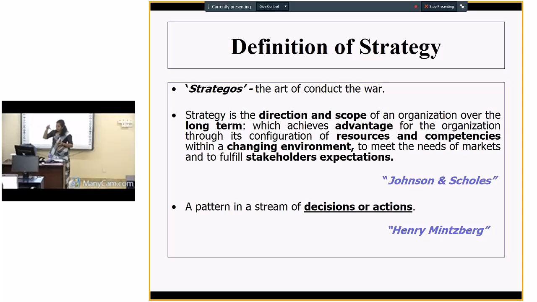Mainly, we give much priority to our long-term future. Therefore, the term strategy spells out the direction of the company as well as the scope. What do you mean by scope here?